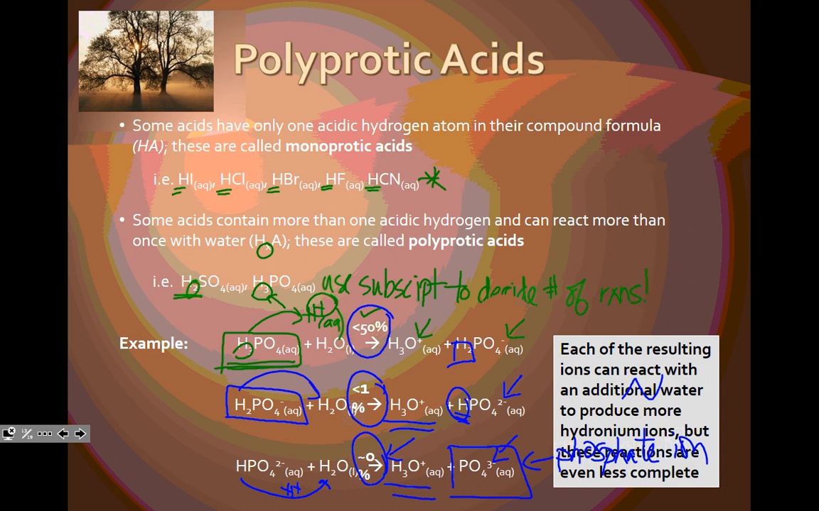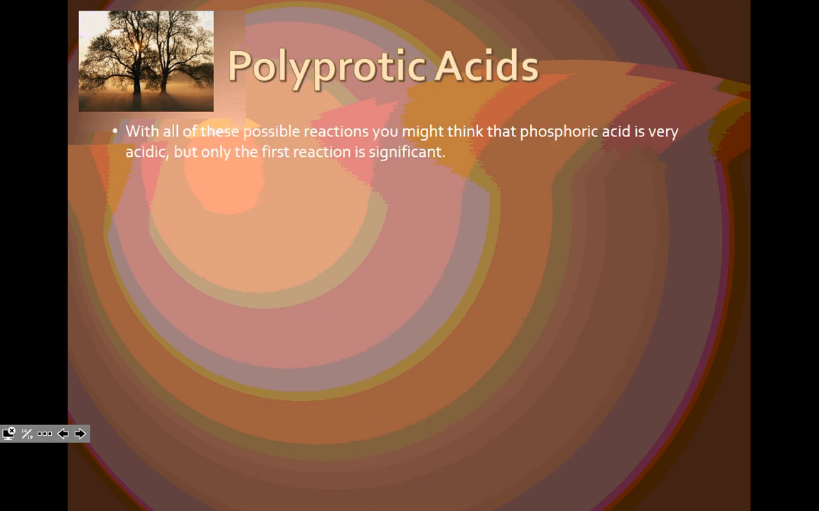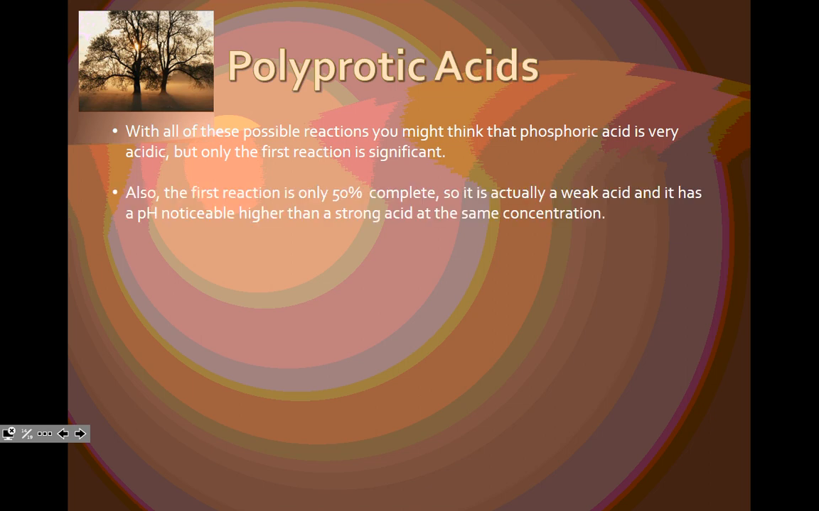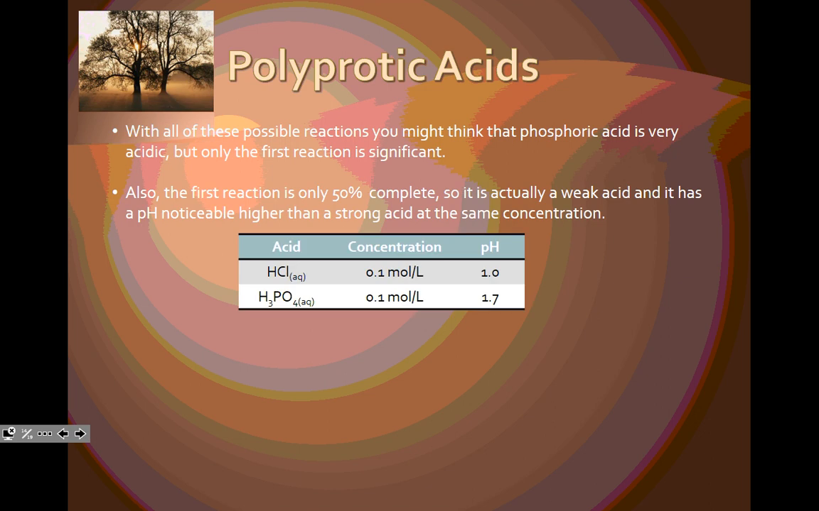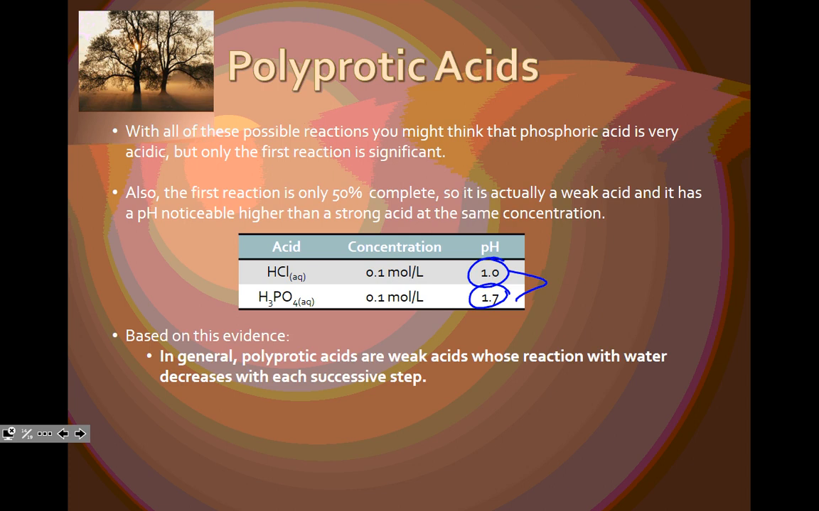So each of the resulting ions can react with an additional water to produce more hydronium ions, but these reactions are even less complete. As an example, the third reaction here, about 0% of the time it's going to happen. So with all of these possible reactions, you might think that phosphoric acid is very acidic, but only the first reaction is significant. Also, the first reaction is only 50% complete, so it's actually a weak acid, and it has a pH noticeably higher than a strong acid. So here's an example. If you're just comparing the 2 kiddos, obviously 1.7 is weaker than 1. That's all it is. It's just showing a comparison of a weak and a strong acid.